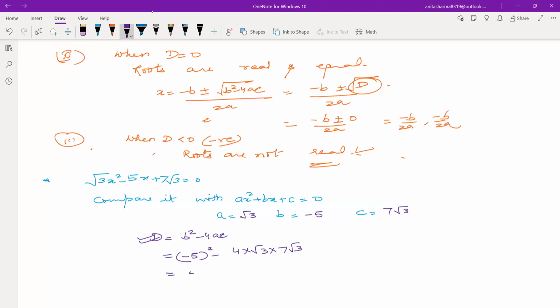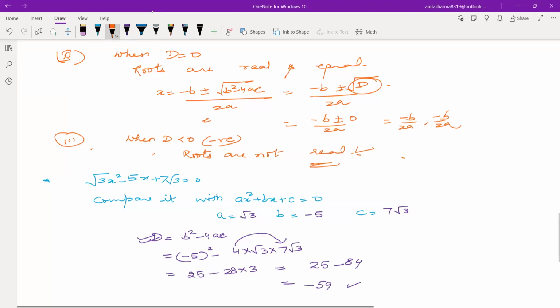Okay. So 5 5s are 25. Now 7 4s are 28, root 3 into root 3 is 3. So you will write 25 minus 28 3s are 84. Speak, children. Yes, ma'am, 84. Yes, minus 59. So see, children, we have got the discriminant now, minus 59.